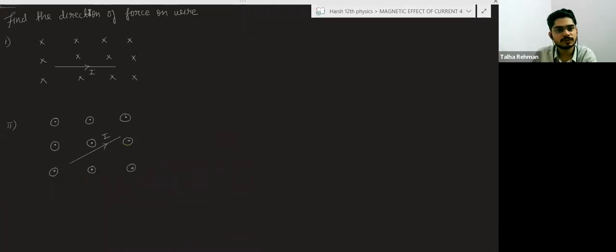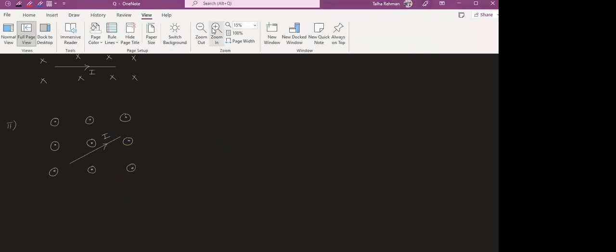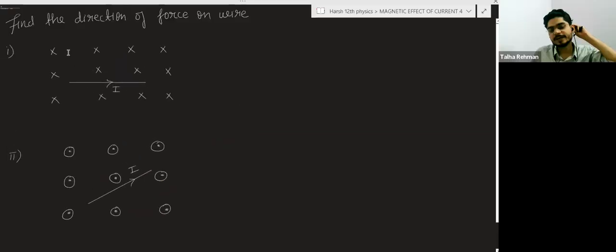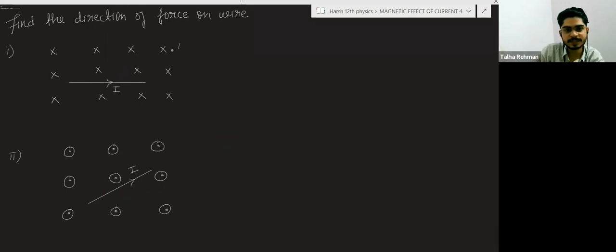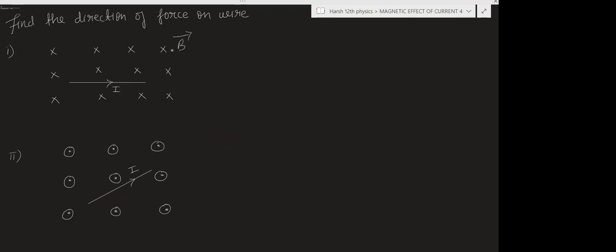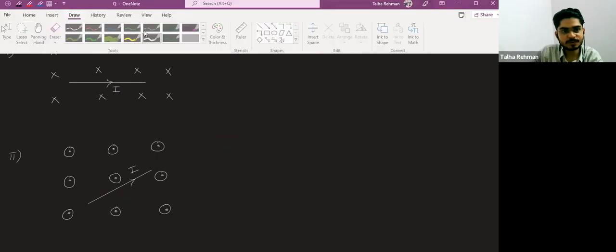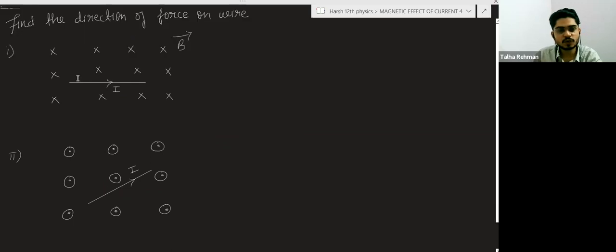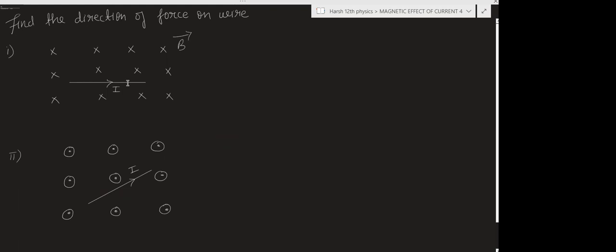Very simple question. Here is the magnetic field, and this magnetic field is inwards. Now we have to tell the direction of the force on this wire.